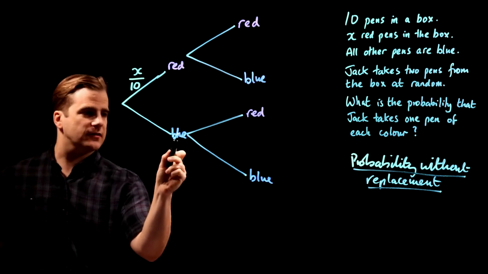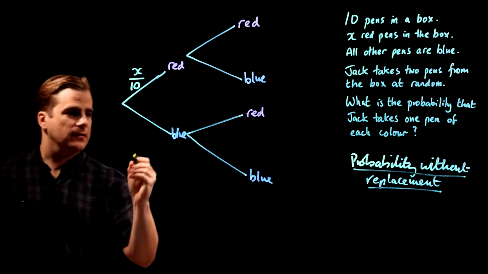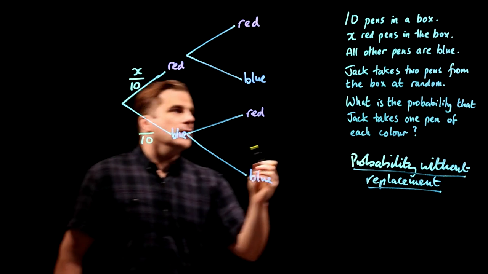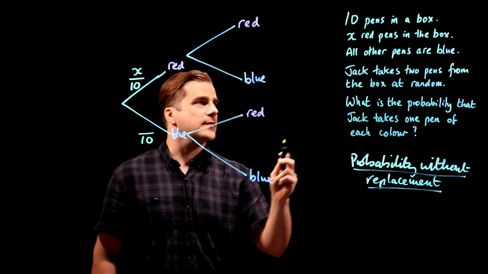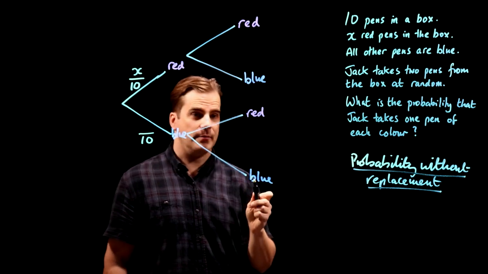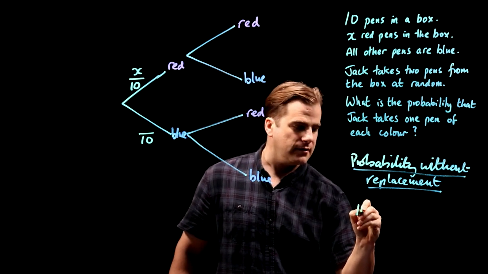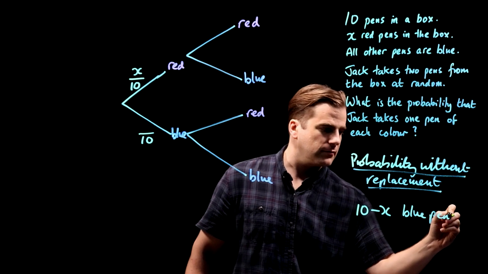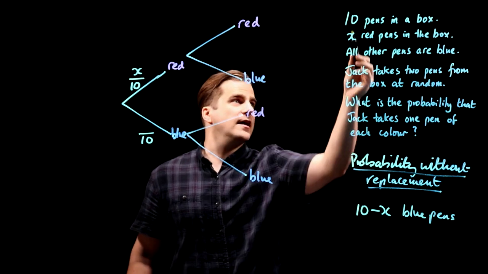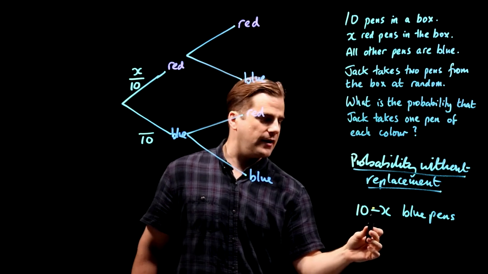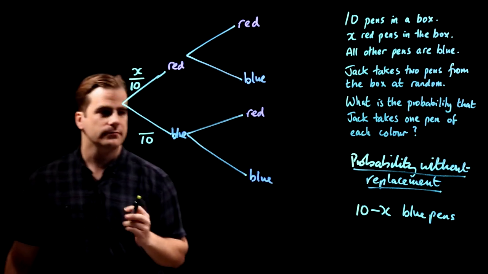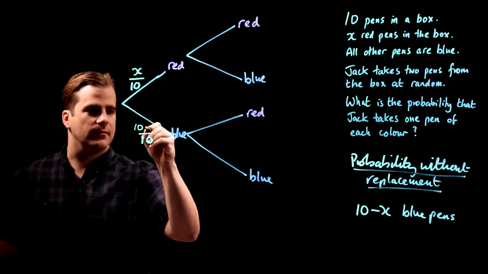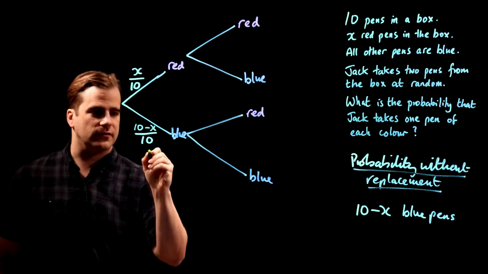With his first pick, what's his chance of picking a blue pen? Well, there are 10 pens in the box, so it's going to be out of 10. How many blue pens are there? There are 10 pens in total, and X of them are red, and all others are blue. That means there must be 10 minus X blue pens in the box initially. Okay? If there's 10 in total and X of them are red, then 10 minus X are blue. So, with his first pick, probability of picking a blue pen is 10 minus X out of a total of 10.